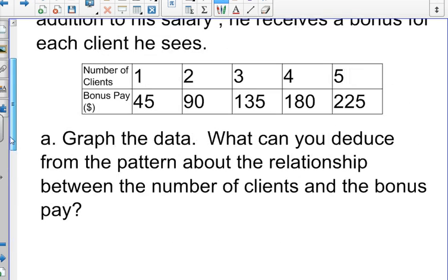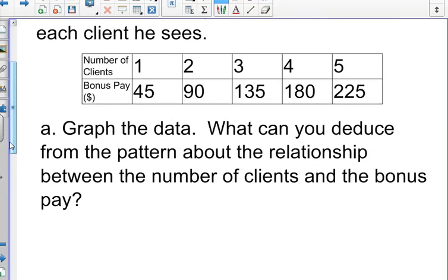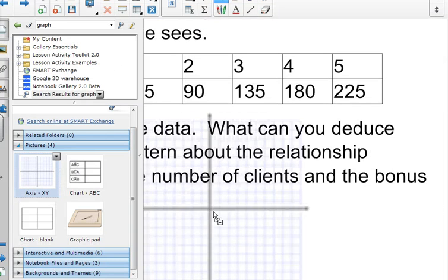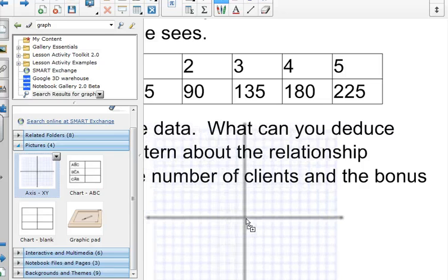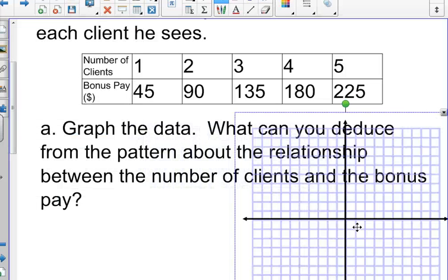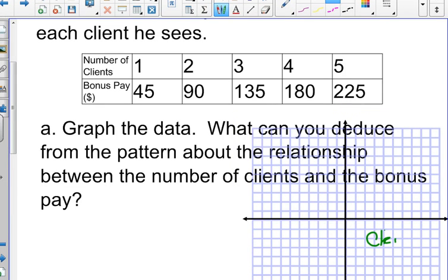Alright, I forgot to put a graph up here, so I'm going to get that real quick. Okay, so I've got this graph. I'm going to make it clients 1, 2, 3, 4. So this is clients down here on the x-axis. And then I'm going to count by 45s, it looks like. This one's 45, this one's 90, and so on and so forth. Okay, so this is 1, 2, 3. Back to this.